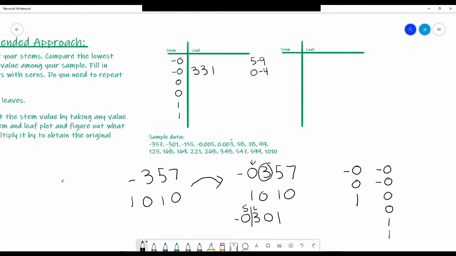-0.005. If we were to fill in the zeros here, it would look a little something like this. -0, 0, 0, 0.005. The stem and leaf is all the way over here. -0 is the stem and 0 is the leaf. Let me throw 0 in here. Next up, we have another decimal number, 0.003. Similar to our last number, the leaf value is going to be 0.